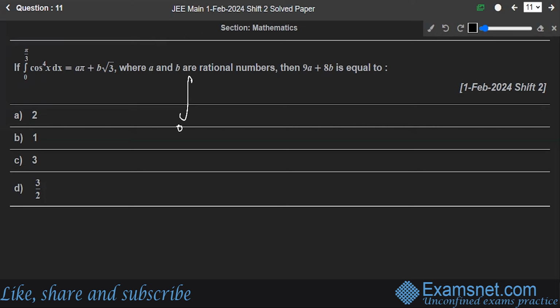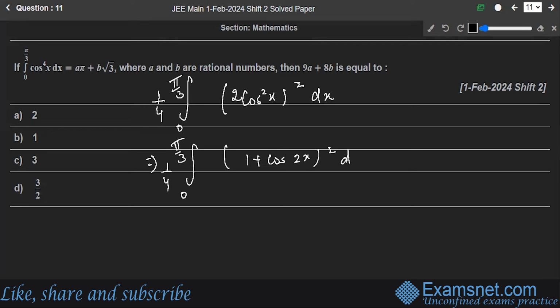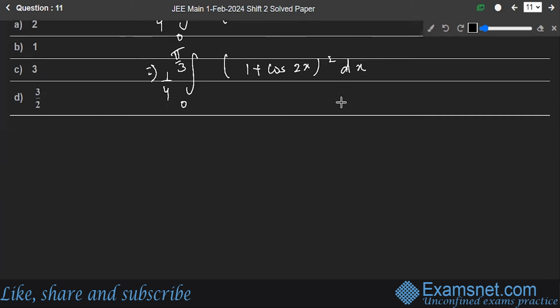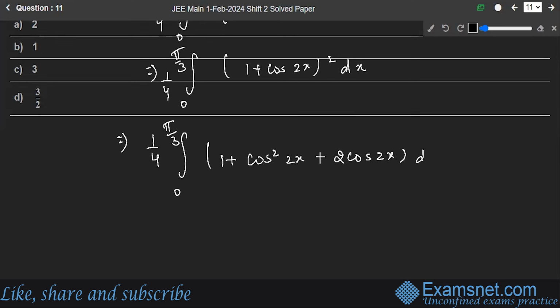Let's do one thing. This is 0 to pi by 3. I can write cos^4 x as (cos^2 x) squared. If I multiply this with the 2, so I'll be dividing here with 1 by 4. Correct? 2 cos^2 x can be written as 1 plus cos 2x, whole square. So this is equal to 1 by 4 integral of 0 to pi by 3 of (1 + cos^2 2x + 2 cos 2x) dx.